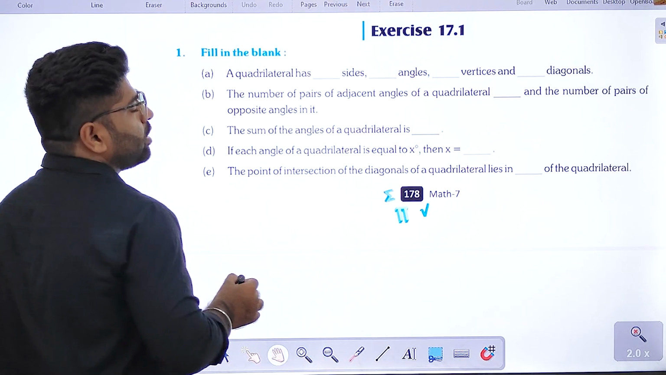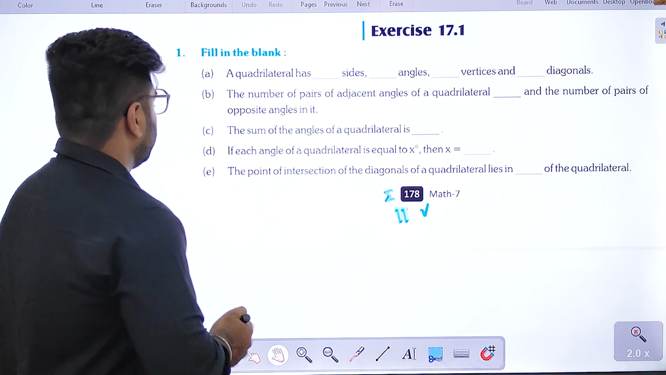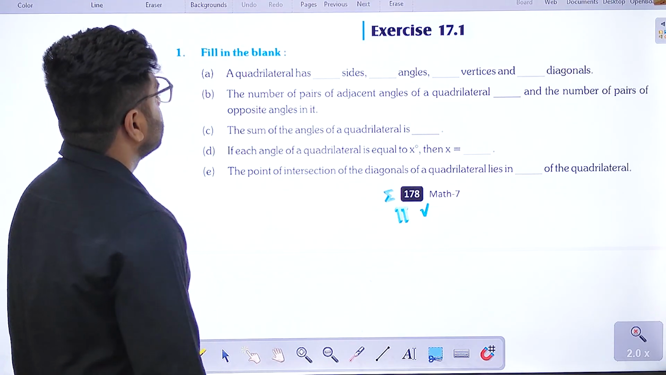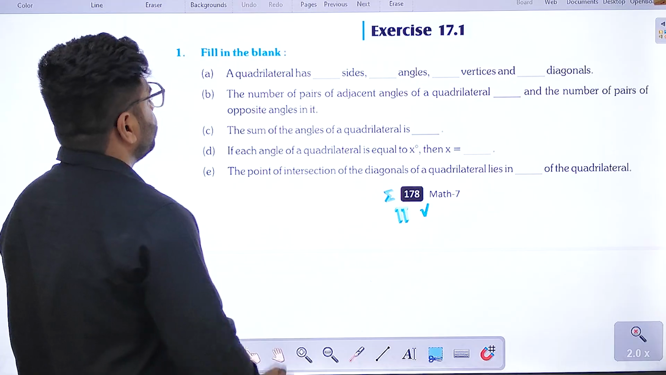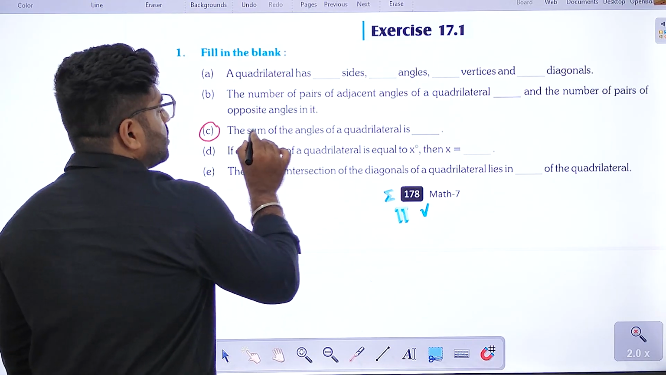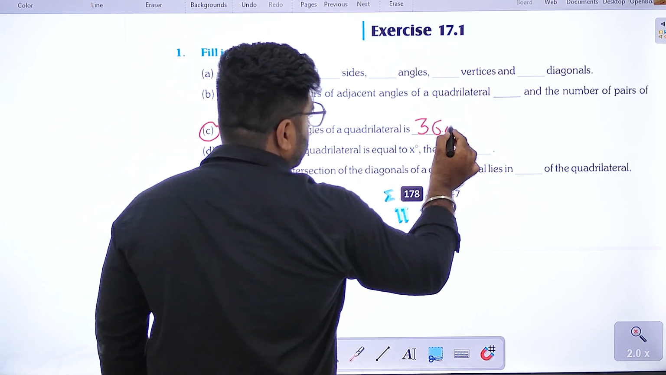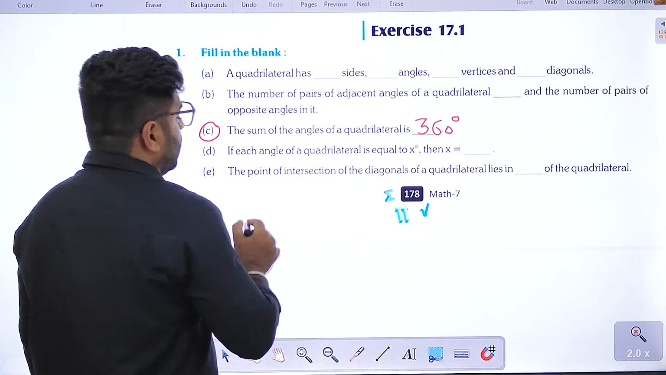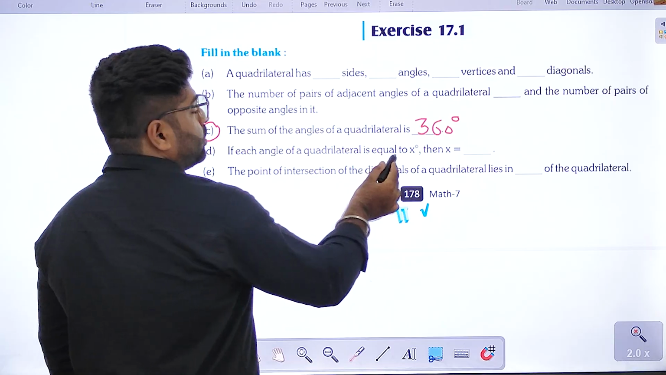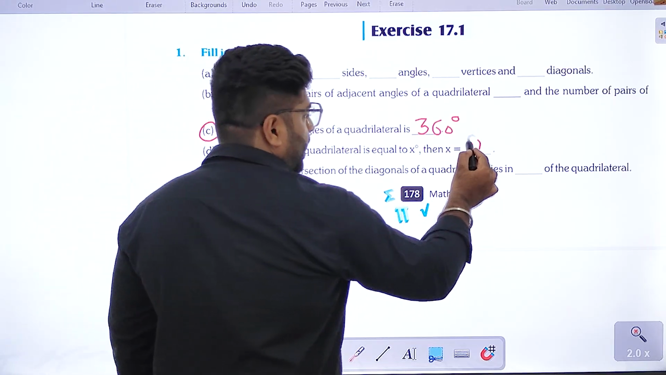So students, now we have exercise 17.1. Question number 1 is fill in the blanks. Here we have part C. The sum of the angles of a quadrilateral is 360 degrees. Each angle of a quadrilateral is equal to x, then x is 90 degrees.